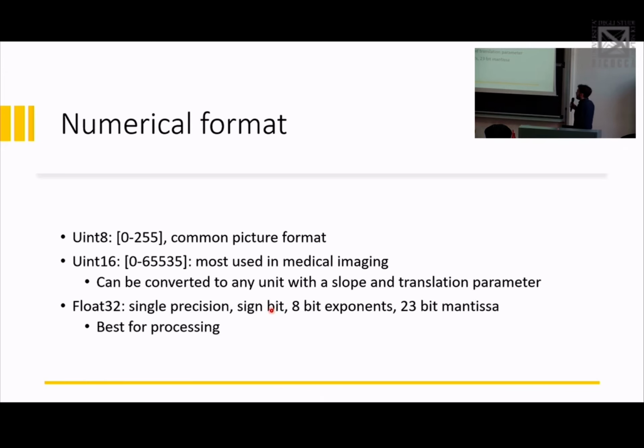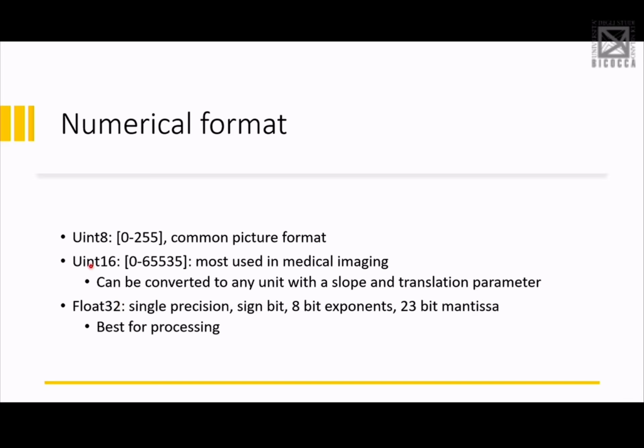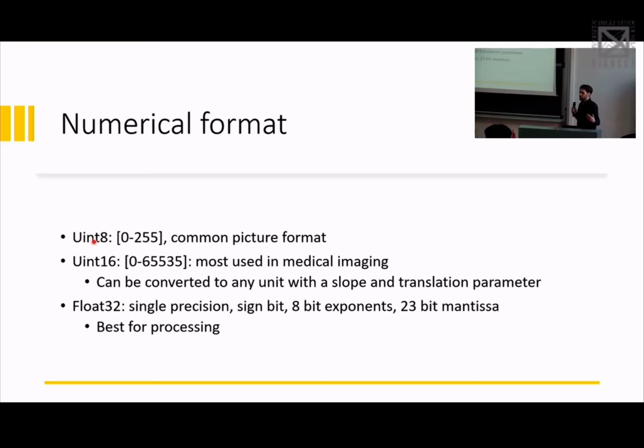And how do we save it? That's the numerical format. The most common one is unsigned integer of 8 bits. This is the most common one we use with photography, with pictures. And given that this numerical format goes from 0 to 255, that's why I told you that when you have a bounded scale, in general, the numbers will be from 0 to 255.